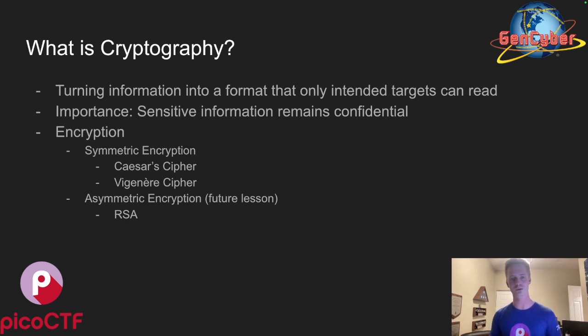Symmetric encryption is what we'll be talking about today with the Vigenere cipher. We'll be talking about both the Caesar cipher and the Vigenere cipher. And then asymmetric encryption, which we do plan on doing in a future lesson, includes things like RSA. If you've heard of RSA before, this is a more advanced encryption standard that we use in the modern day.